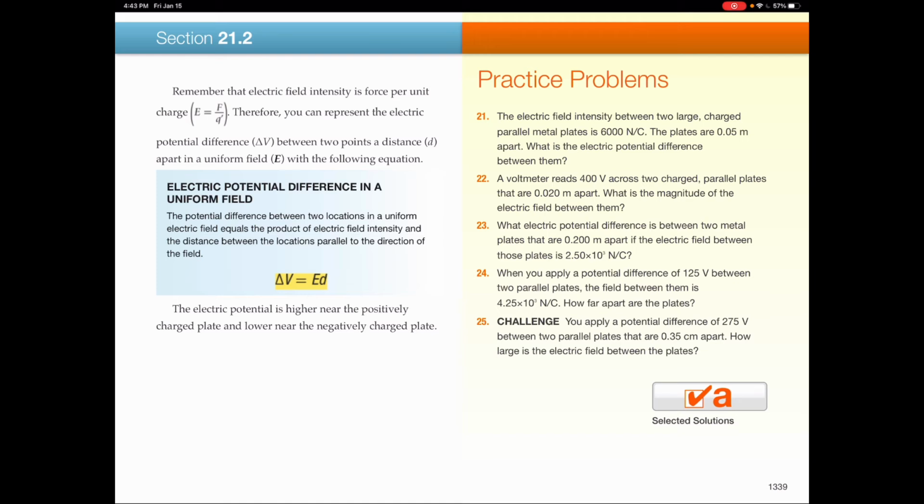If you push a charge in a uniform electric field, you're going to change its voltage. If you push it in the direction it naturally wants to move, the voltage is going to drop. So if you took a positive charge and pushed it toward a negative plate, it would lose voltage. If you push it toward the positive plate, against the force from the electric field, then you would increase the voltage.